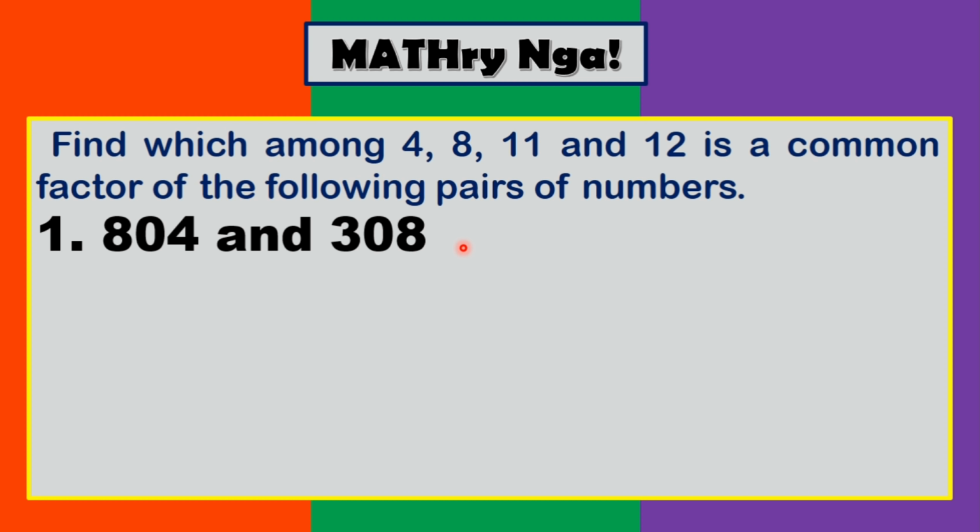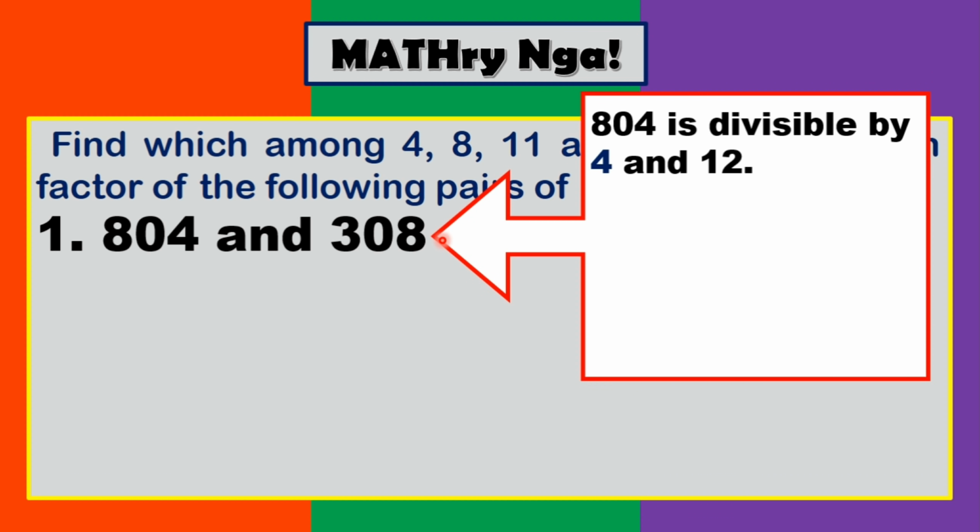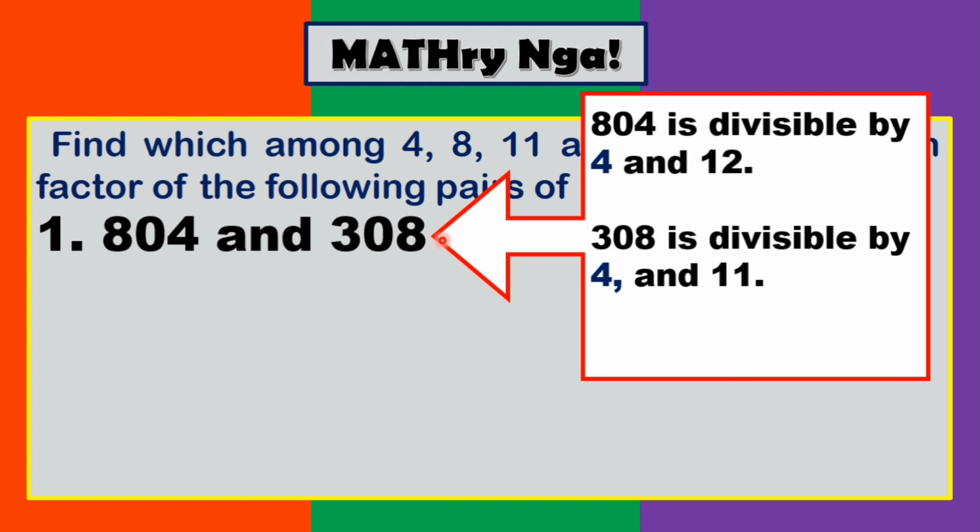Okay, I think you are done. Let's check and compare our answer. Okay, let's start with this. Now, 804 is divisible by 4 and 12, while 308 is divisible by 4 and 11. Now, their common factor is 4. Did you get the correct answer? Alright! Congratulations!